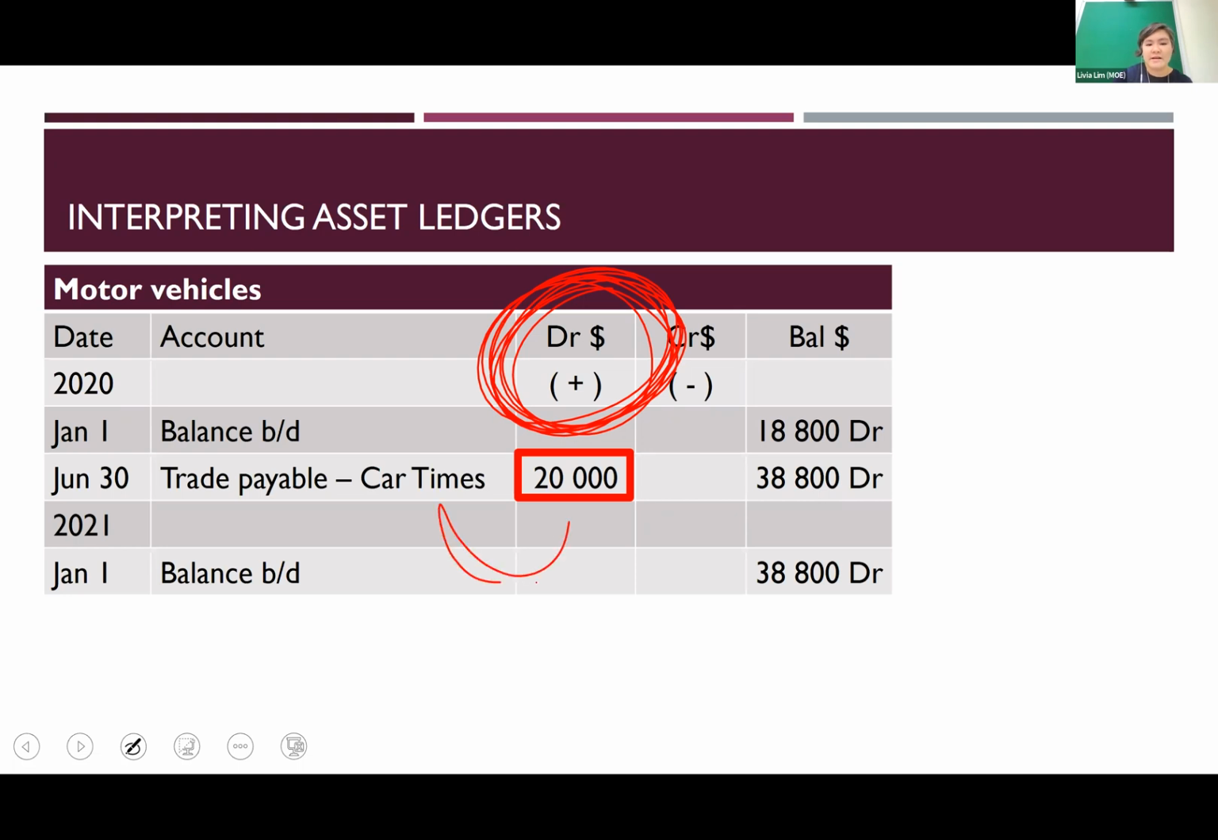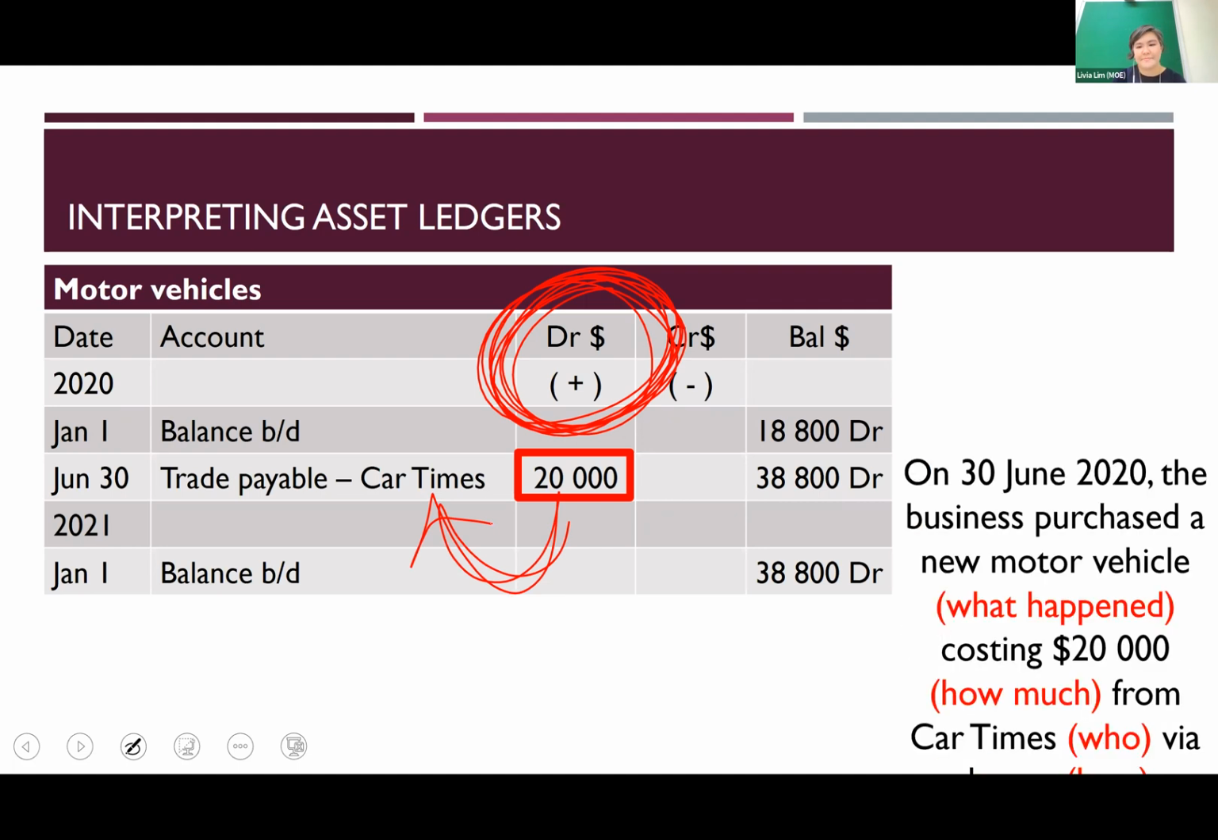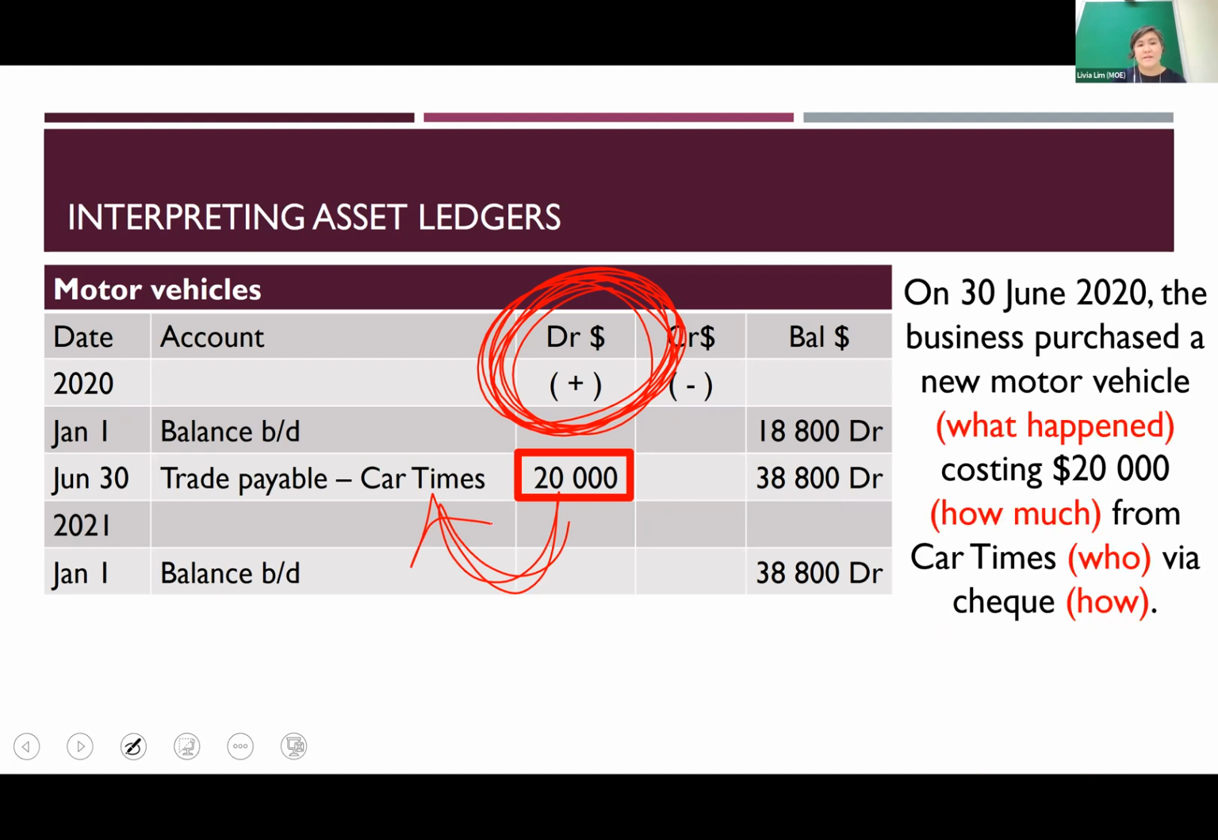The other account affected is trade payable, Car Times. So how would you describe it? You would say on 30th of June, the business purchased a new motor vehicle. What happened? New motor vehicle costing $20,000 from Car Times, not via check, it's actually on credit. All right, it's on credit.